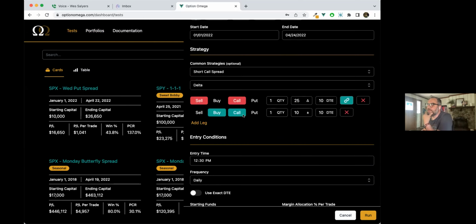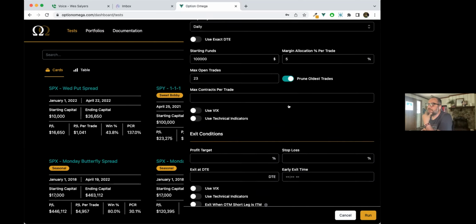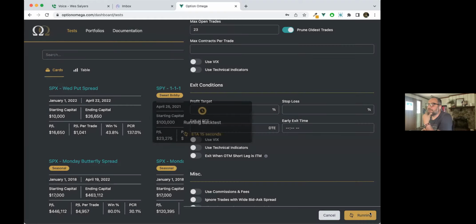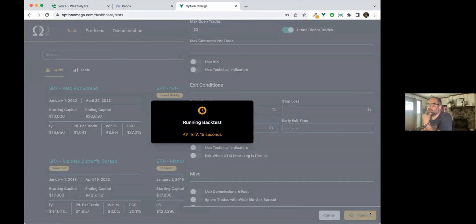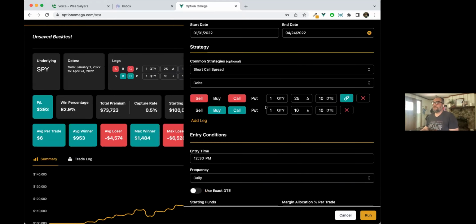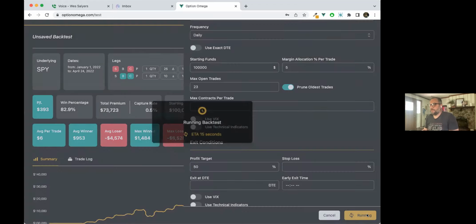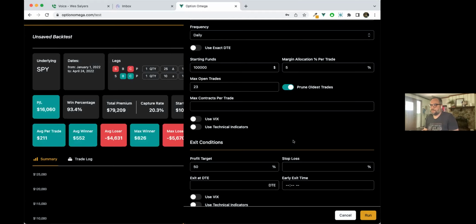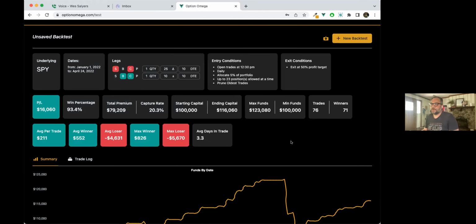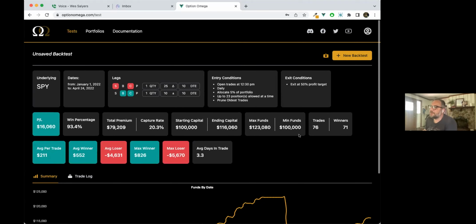But say we did a short call spread, 10 days out, 25 delta short call spread this year. What did that look like? Well, you did okay. Now let's see what happens if we say we want to take profit at 50%. How did we do this year? We did a lot better if we just get out quicker. And it's just quicker ways to iterate and things like that.